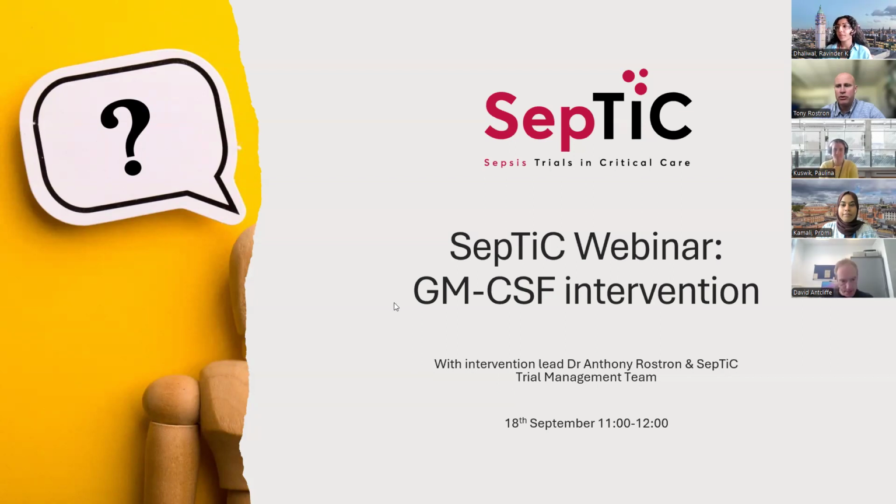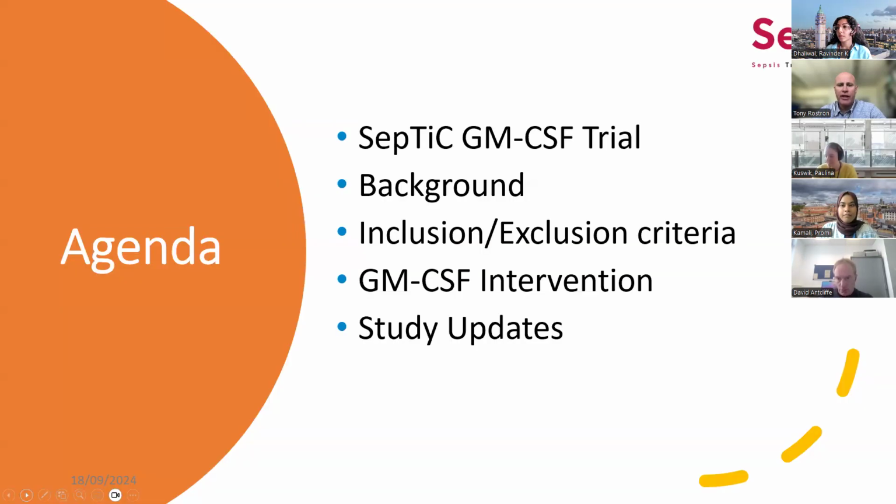And as Ravi's mentioned, the focus of today's webinar is looking at intervention 3, the delayed intervention, or the GM-CSF intervention in SepTiC. So we'll talk a little bit about the background, the eligibility criteria, the nature of the intervention, and then I'll hand back over to Ravi to cover some more general study updates today.